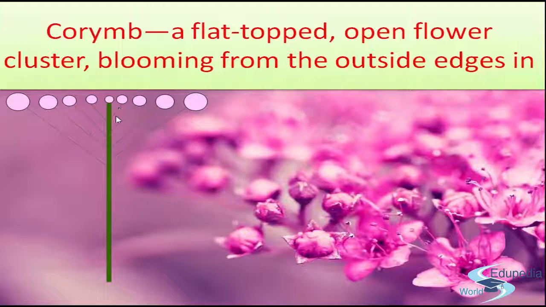Okay, these are the younger flowers which are present at the apex or near the apex, and they have a very short pedicel, whereas the older flowers are at the periphery, and they have long pedicels. As a result, in the corymb inflorescence, the flowers are found more or less at the same level of arrangement. Okay, so it has a flat top, as you can see, and the open flower cluster blooms from the outside edges in. So this is seen in Caesalpinia.